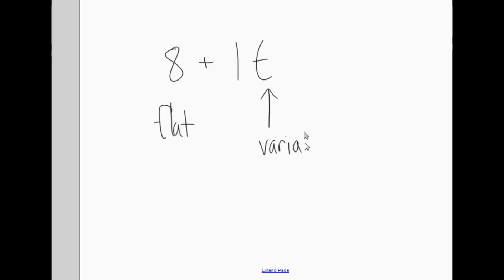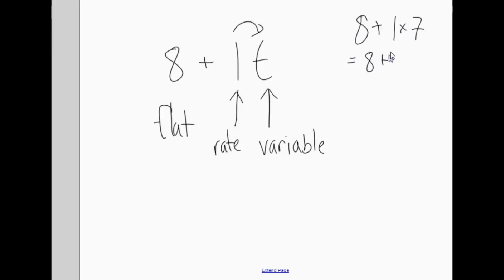So again, we have 8, which is our flat fee. That does not change, plus 1, t. This is our variable that changes because it varies. And then this is the rate, how much we pay for this thing that changes. So if we had 7 toppings, we'd do 1 times 7. 8 plus 7, our pizza would cost $15.